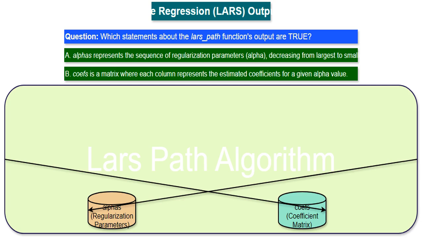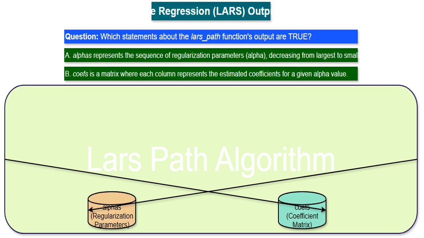Think of it like this. Imagine you are baking a cake. The regularization parameter is like the amount of flour you add. Too much flour, the cake is too stiff. Too little flour, the cake crumbles. The _alphas_ list shows the different amount of flour being used during this process.